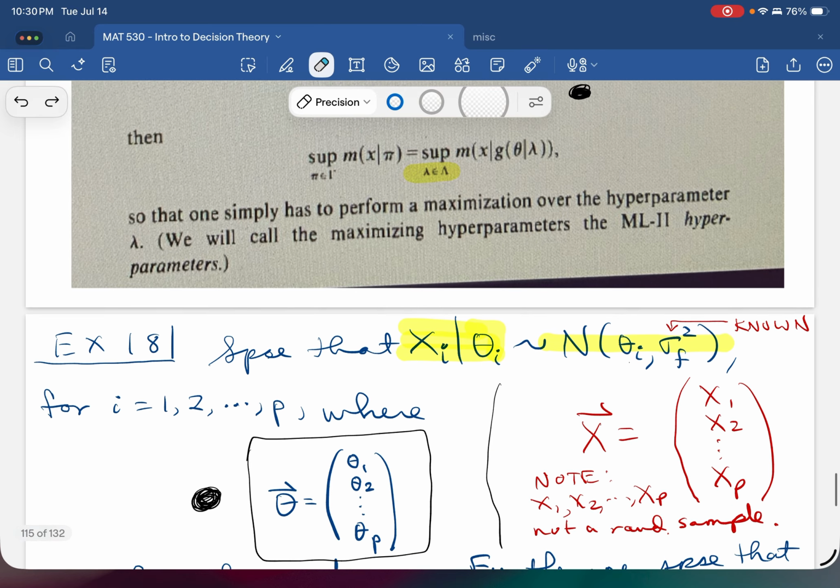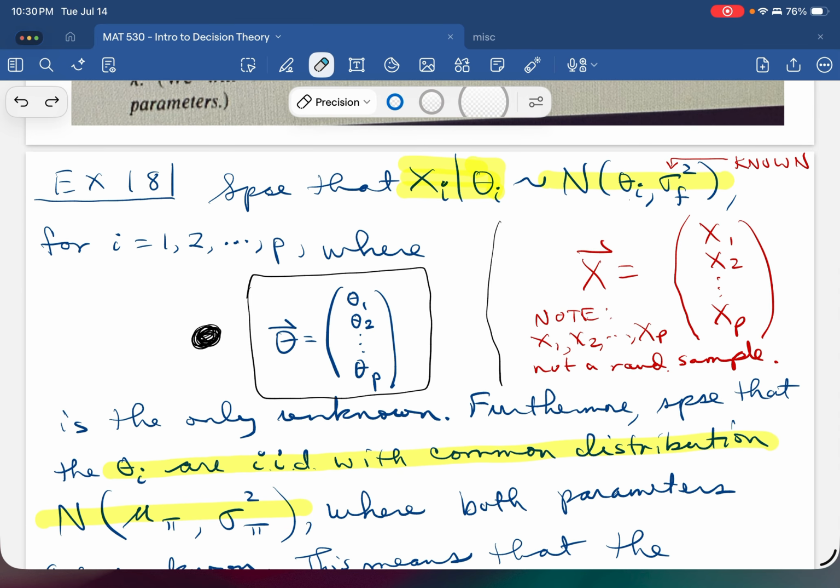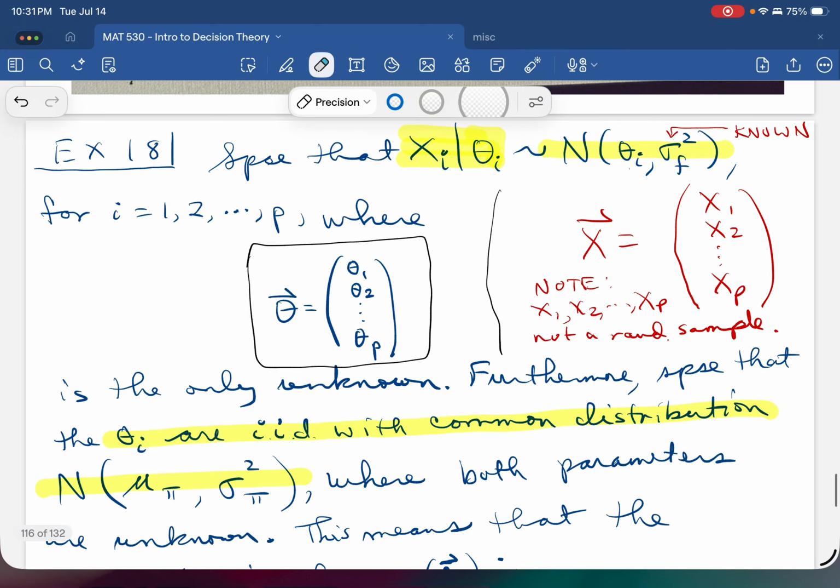Let us look at an example. So let's suppose that our x_i given theta_i follows a normal distribution with mean theta_i and known variance sigma_f squared, for i equals 1, 2, and then all the way up to little p. And so our parameter here is a vector parameter, as we see here. Furthermore, suppose that the theta_i are IID with common distribution normal, as we see here, with mean mu_pi and variance sigma_pi squared. And both of these parameters are unknown.